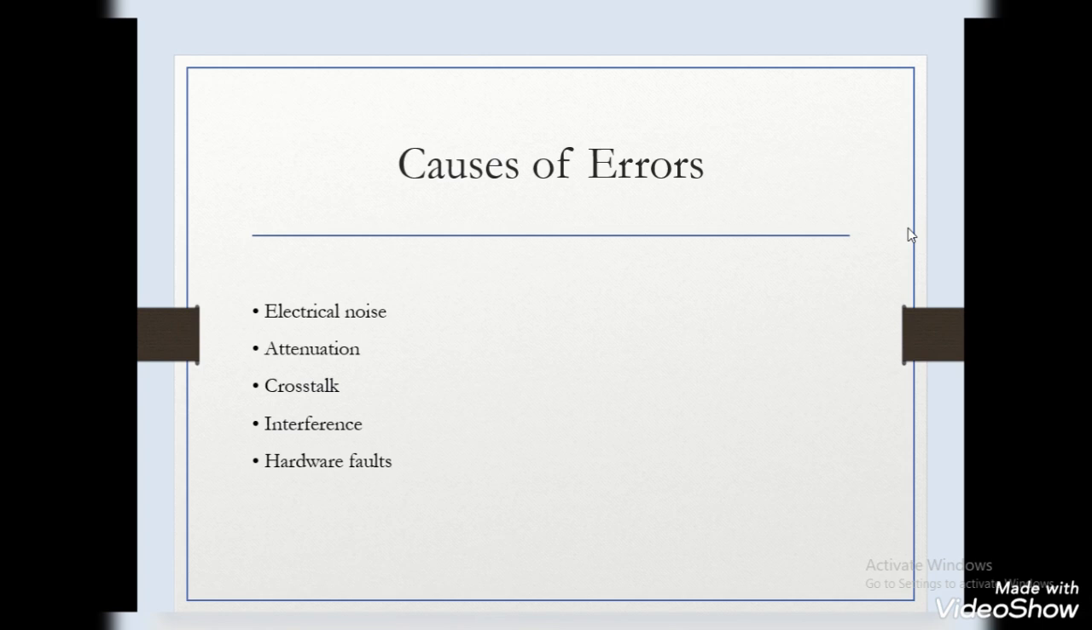Here is the list of causes of error. First, electric noise. Second, attenuation, which is a signal weakening. Third, crosstalk, interference from adjacent wires. Fourth, interference from an external source. And fifth, hardware faults, like bad cables or routers. Let's go to the next slide, which represents the types of error.